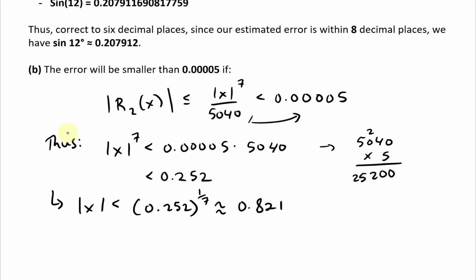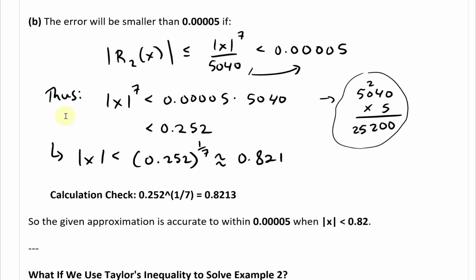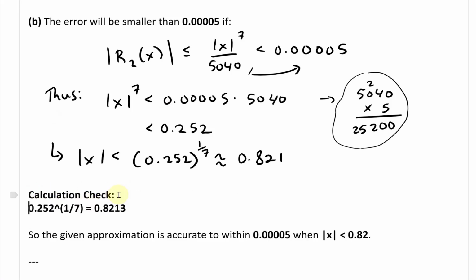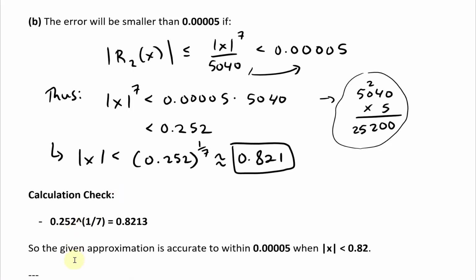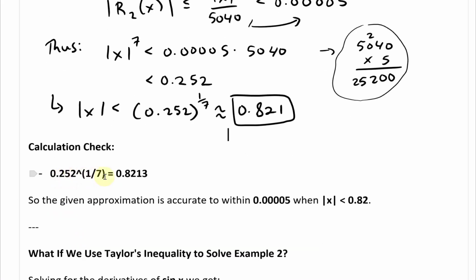And I'm just going to circle this part right here in my light circle. And yeah, here's a quick calculation check, and might as well calculate both of the other ones too. So I'm going to circle this 0.821, and this is going to be 0.252 to the power 1 over 7, which is equal to 0.8213. Just put this equals, like that, so you can see the calculation.